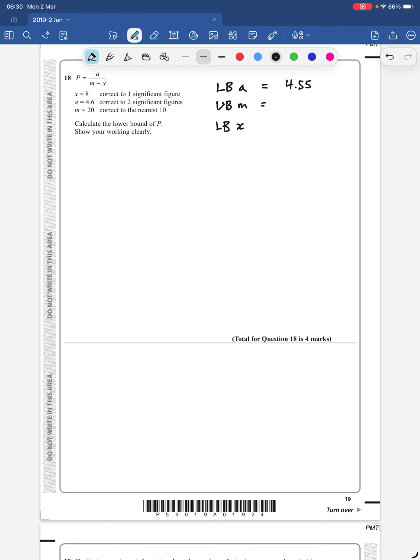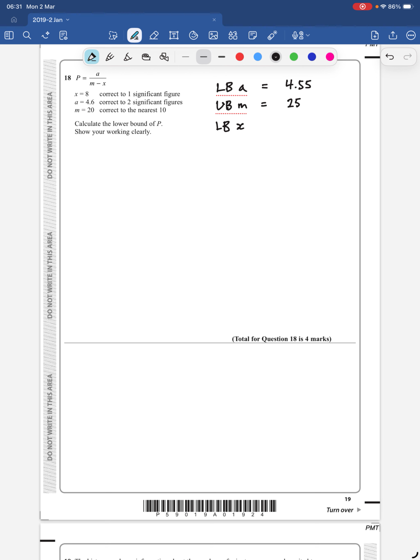So we want the upper bound of m. m's 20 to the nearest 10. So we've got to think of what rounds to 10, 20, 30, stuff like that. Well, the lowest m that's going to round to 20 is 15. And the highest m that's going to round to 20 is 25. Now, I realise, obviously, that 25 rounds to 30, but you mustn't get caught in doing things like 24.999999. It's just not necessary.